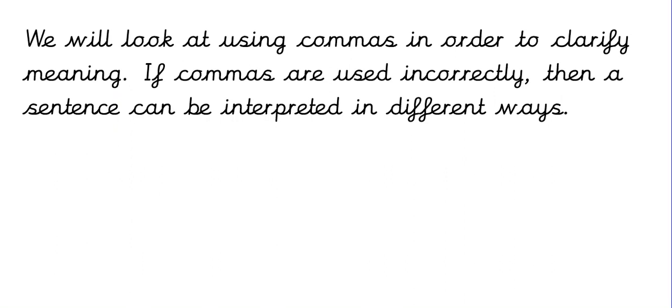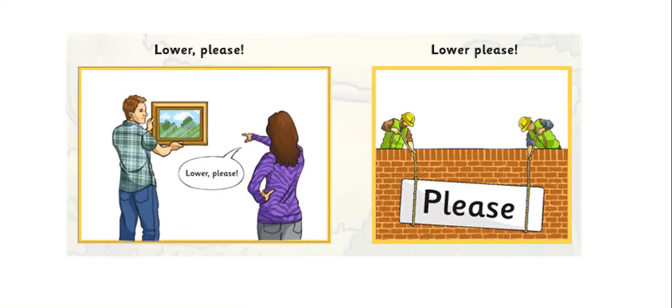So today we're going to look at using commas in order to clarify meaning. If commas are used incorrectly, then a sentence can be interpreted in different ways, as we will see in a minute. Have a look at these two pictures and two sentences. This sentence is lower, please with a comma in it. This sentence just says lower please. So as you can see, the sentence lower, please with a comma in it is asking somebody to lower something like a picture on the wall. Whereas the second sentence without the comma in it, lower please, sounds as if you are asking to lower the word please.